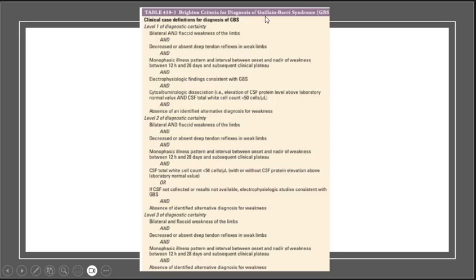In level 1 evidence, we see the clinical diagnosis along with the laboratory findings and elimination of all alternate diagnoses, such as flaccid weakness of limbs, decreased deep tendon reflexes, and a monophasic pattern of illness, which is between 12 hours to 28 days with a clinical plateau phase, and a nerve conduction study pointing towards GBS, along with CSF analysis showing cytoalbuminic dissociation, where the WBC count is usually less than 50, and less than 10, it is typically GBS.